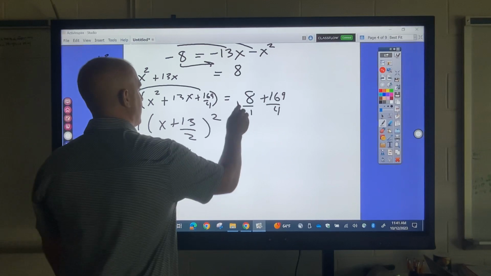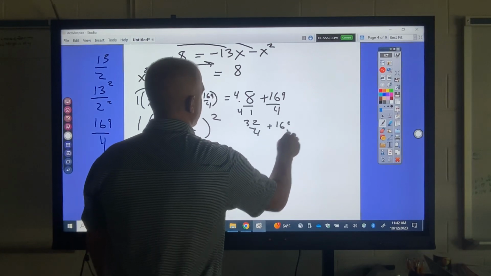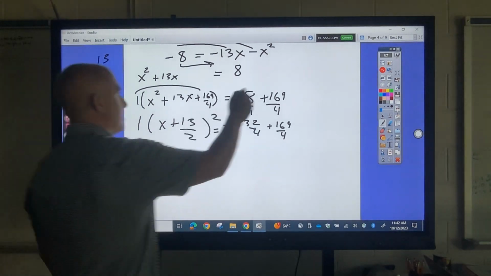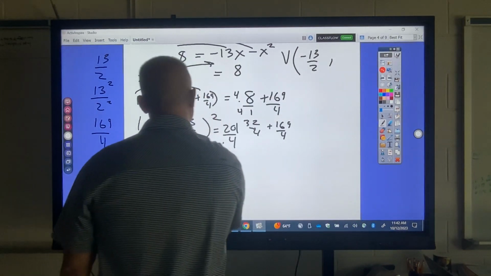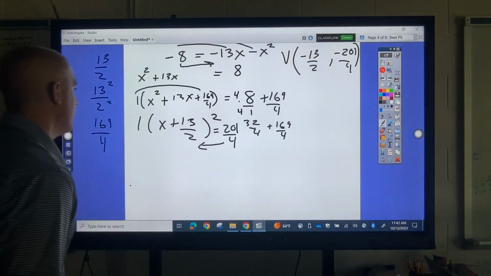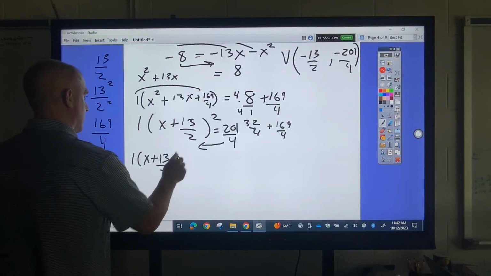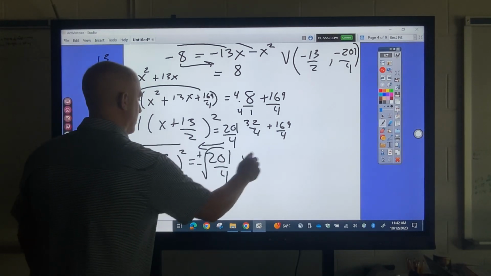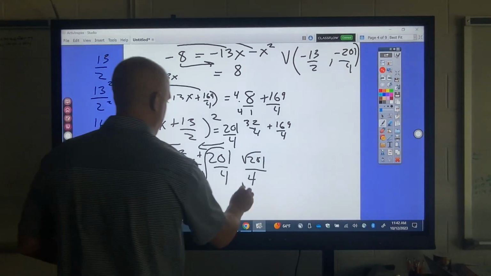I want to get a common denominator, so I would have to multiply that by 4. That's 32 over 4 plus 169 over 4. That's 201 over 4. Now if I was doing the vertex there, my vertex would be negative 13 over 2. I move this back, that'd be negative 201 all over 4. If I'm going to solve it, square root, plus or minus 201 over 4. The square root of 4 reduces to 2.